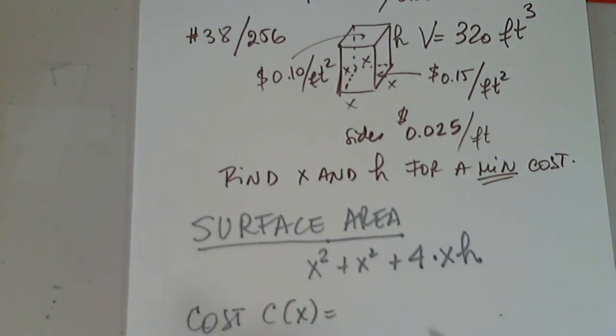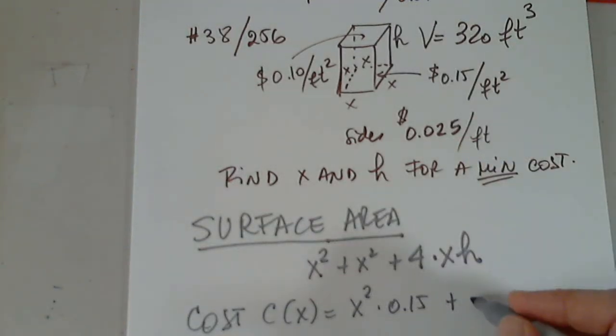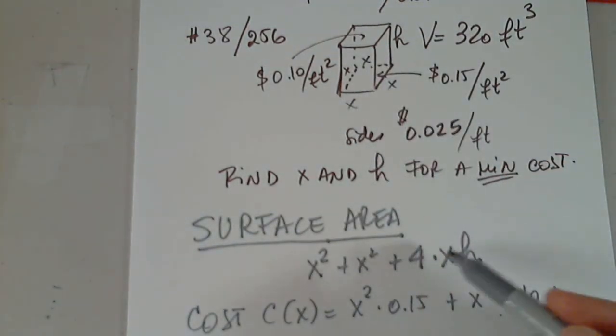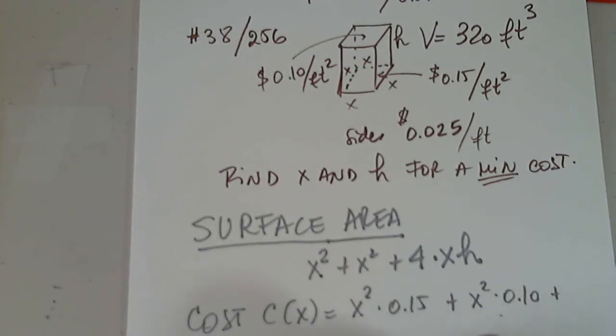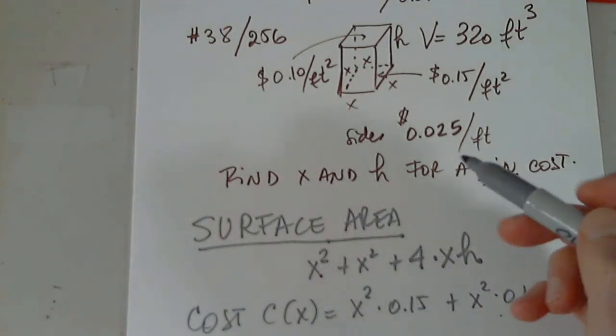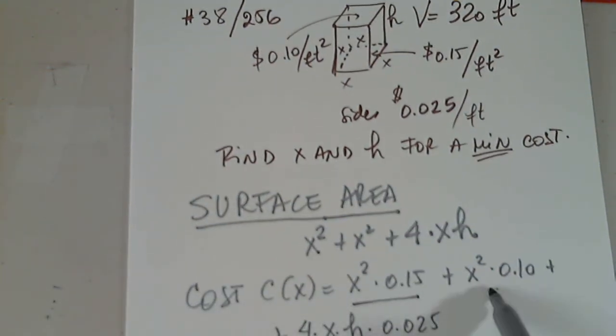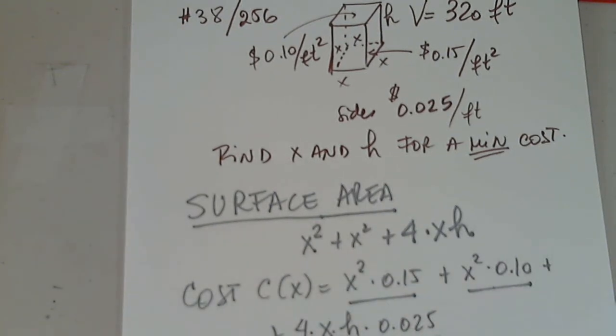Total cost will be, for the base, I have the area multiplied by 0.15. So x squared times 0.15 plus. For the top, I have x squared times 0.10 plus. For the sides, I will have 4 times x times h times 0.025. So this is the area for the base, this is the area for the top, for the lid, and this is the lateral area of the box.